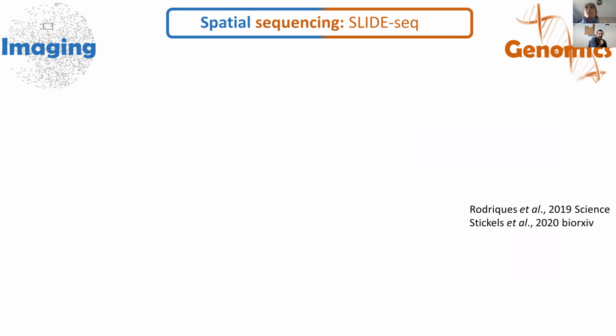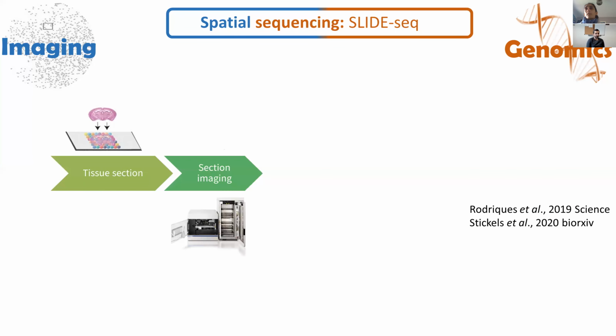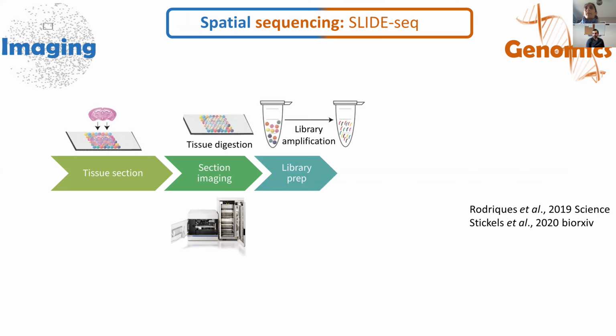Next slide. So now I'm going to present the spatial sequencing technique called Slide-seq. First, you take a section of your favorite tissue, it can be a section of the brain, a section of a plant, anything you want to analyze. And you put this section on a slide that is called a spatial transcriptomic slide.